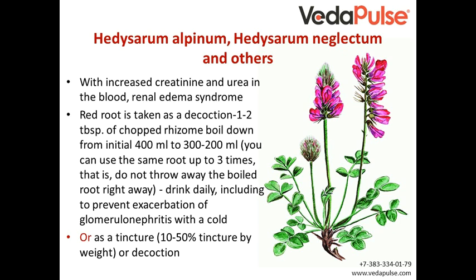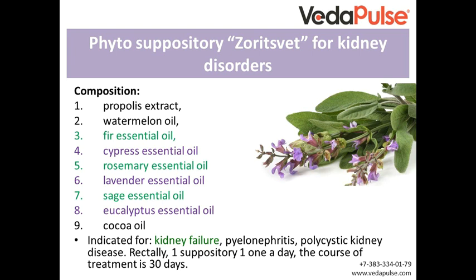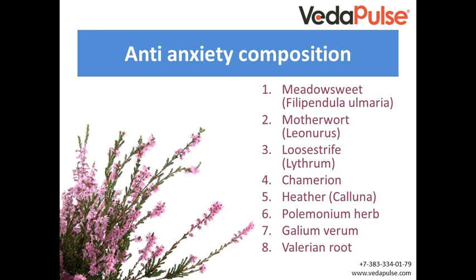Also, we use phytosuppositories enriched with essential extracts such as cypress, rosemary, lavender, sage, eucalyptus, and so on. Also, patients undergoing chemo and radiotherapy suffer from stress. They suffer from sleep disorders. That is why we also prescribe for our patients the plants that would help to fight stress and anxiety, as stress reduces the anti-tumor immunity. It includes meadowsweet, motherwort, valerian, and so on.